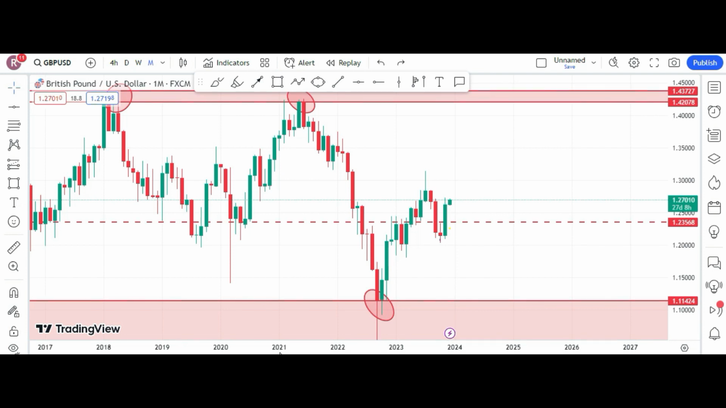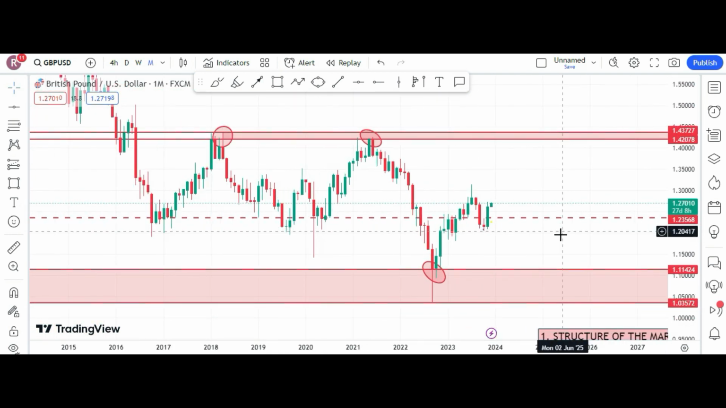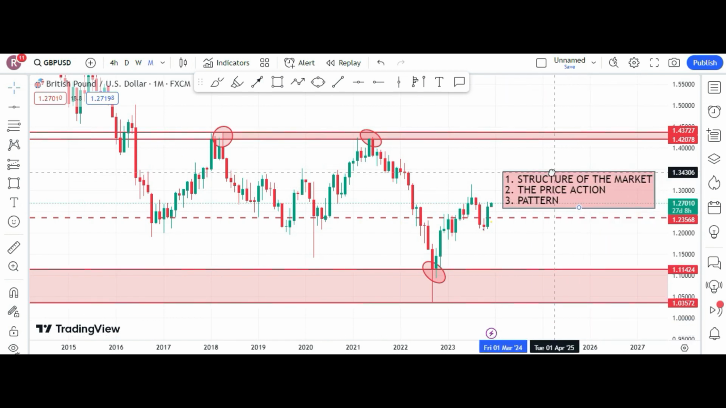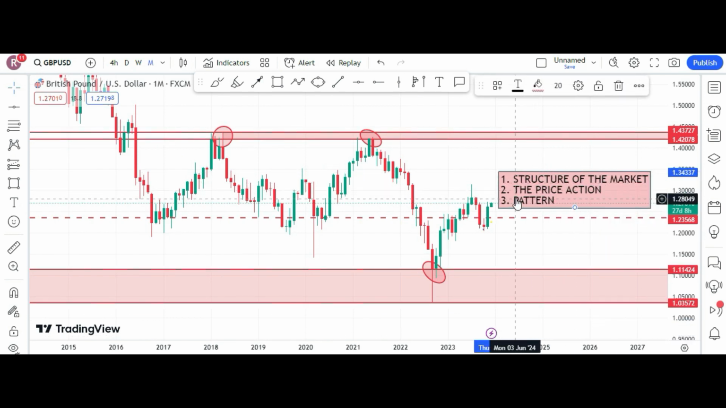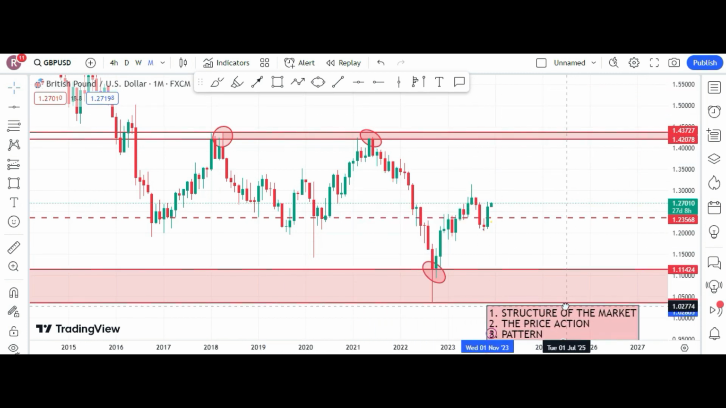Now I am going to analyze GBPUSD. For the first time viewer, I would like to update you a little so you understand. Normally what I do is look at the structure of the market, the price action, and if any pattern exists. Based on that I make my decision to take a trade, and I will suggest the same for you.